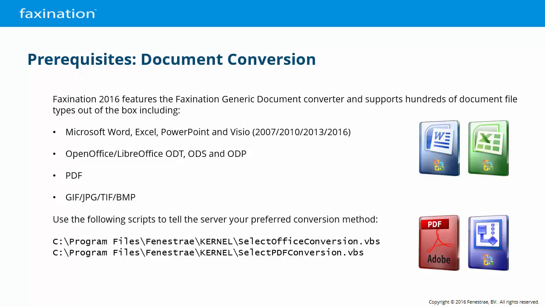There are a couple of scripts in the Fenestre kernel folder that allow you to choose which conversion methods you prefer. These scripts require elevated permissions, which you can either do manually or through the Select Conversion Elevated VBS script. It's basically one script that launches the other scripts with the elevated permissions. If you wish to use OpenOffice or GoScript, you'll need to download and install those products manually. Both are free. If you wish to use Adobe Acrobat for PDF conversion, it must be the full version and not the free Acrobat Reader version, and it must be installed manually.